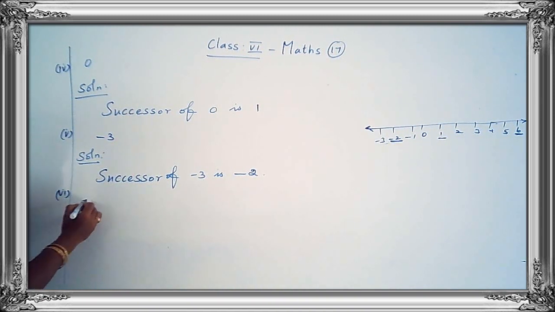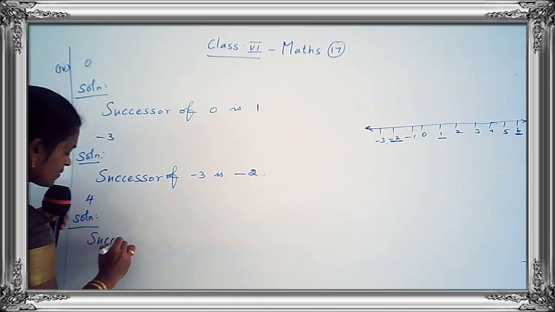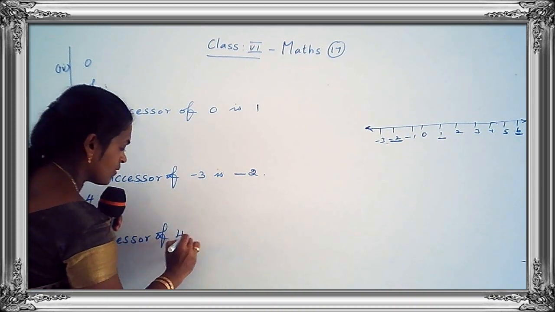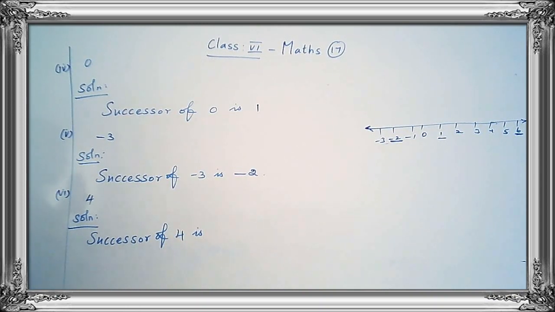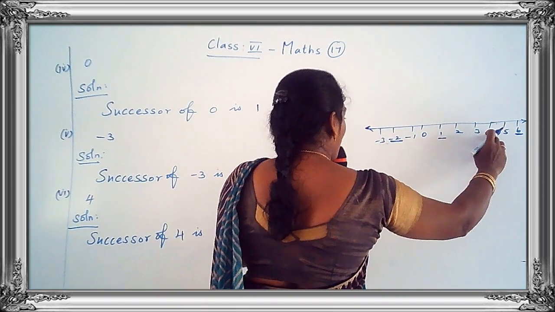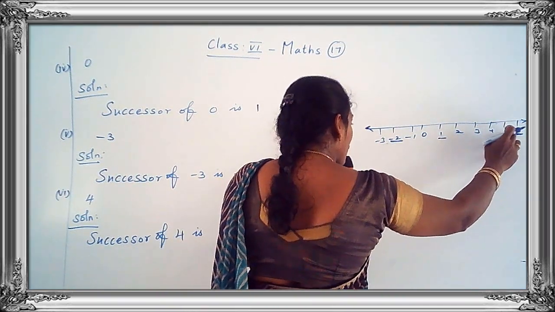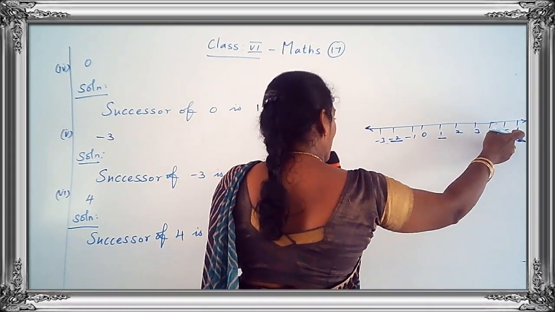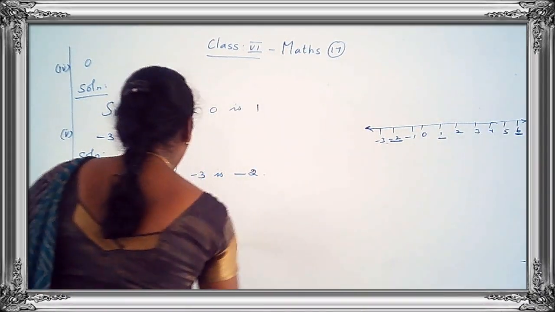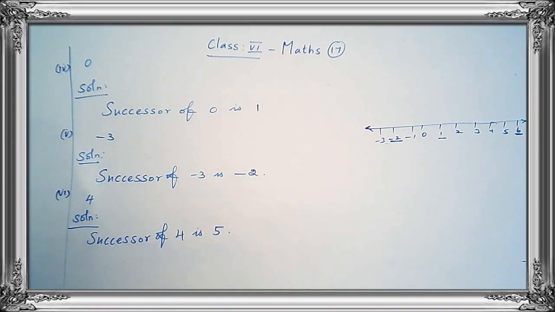The next question. 4. What is the successor of 4? Successor of 4 is, which one is right side of 4? Which number is right side of 4? 5. Yes, children. Right side of 4 is 5 only there. So here 5 lies on the right side of 4. So that's why the successor of 4 is 5. Okay, clear? Yes. Now write it in the classwork note. In the first question, 4th, 5th and 6th. Okay, do it.